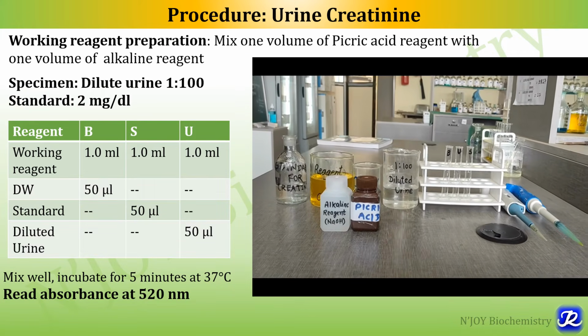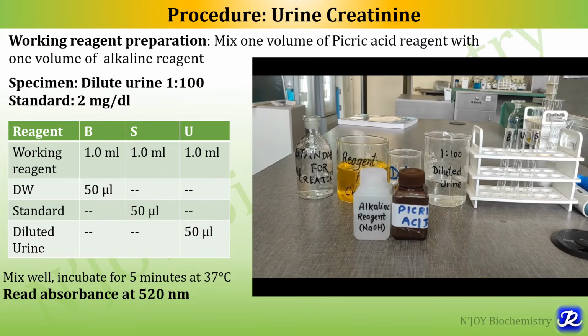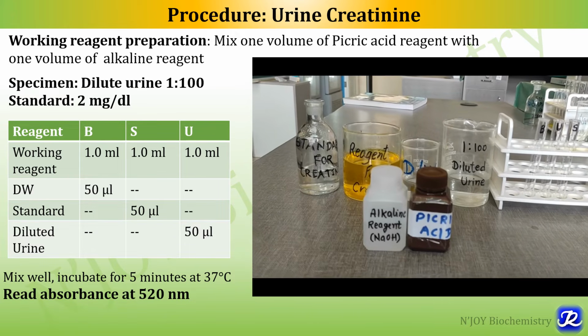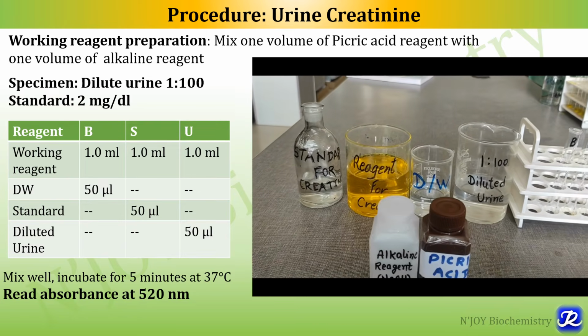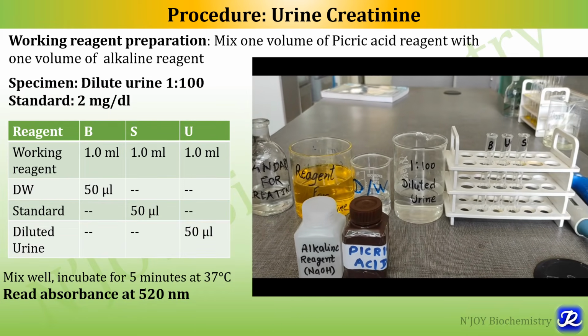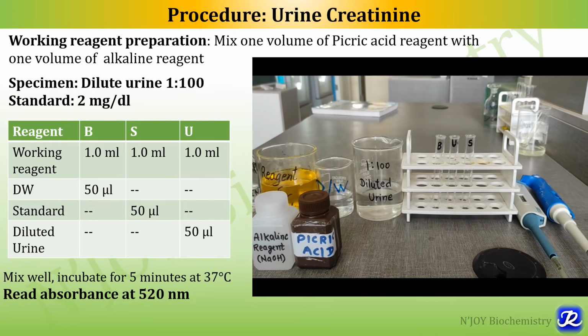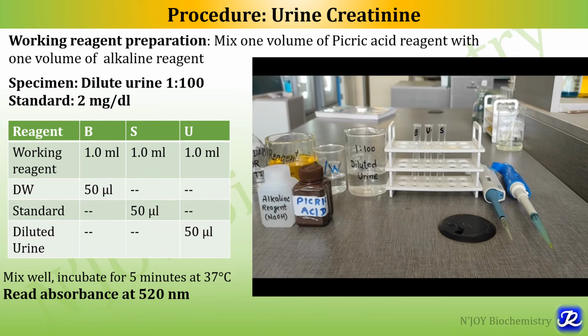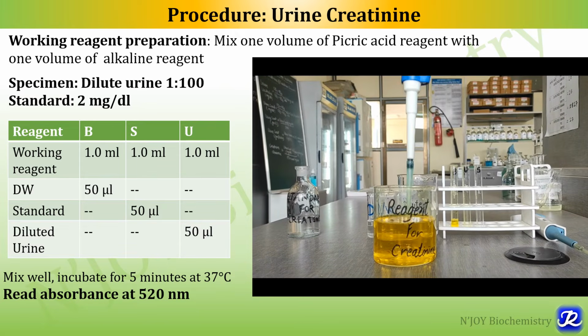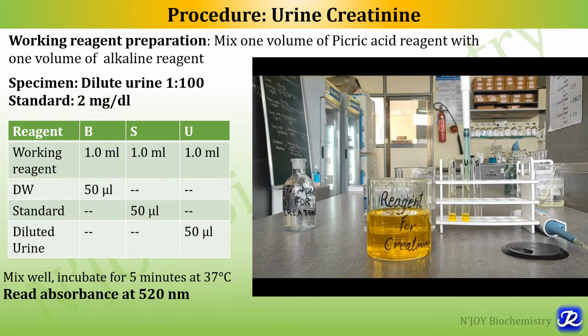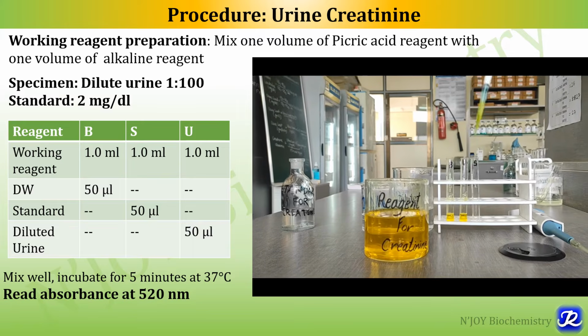So for this we require alkaline reagent, picric acid, then standard and diluted urine. We prepared the reagent by mixing picric acid and NaOH. And we require 3 test tubes: blank, standard and unknown. Here unknown is urine sample. We require the micropipettes. First we take reagent 1 ml in all the 3 test tubes: blank, unknown and standard.